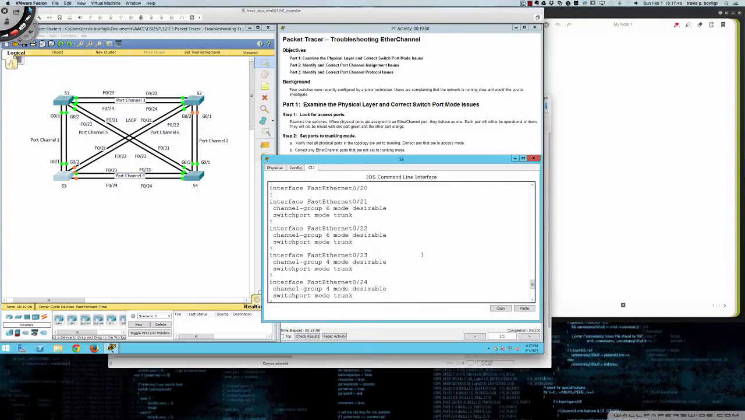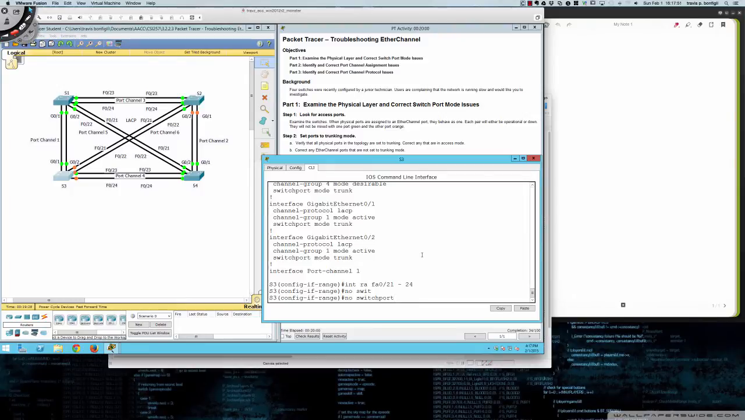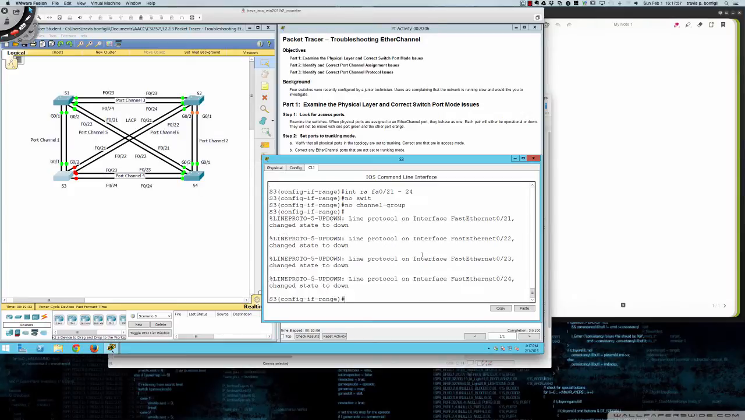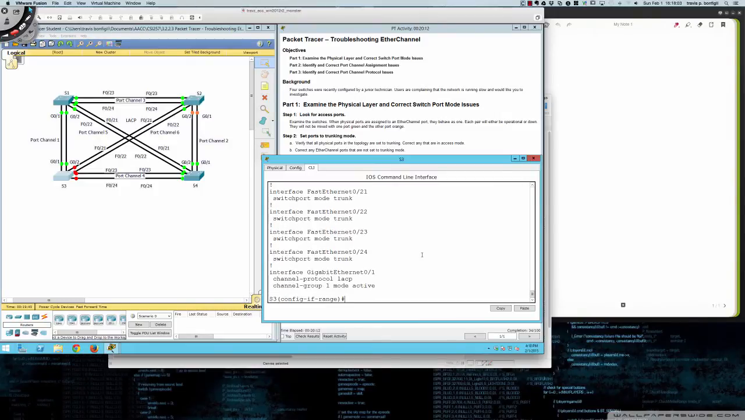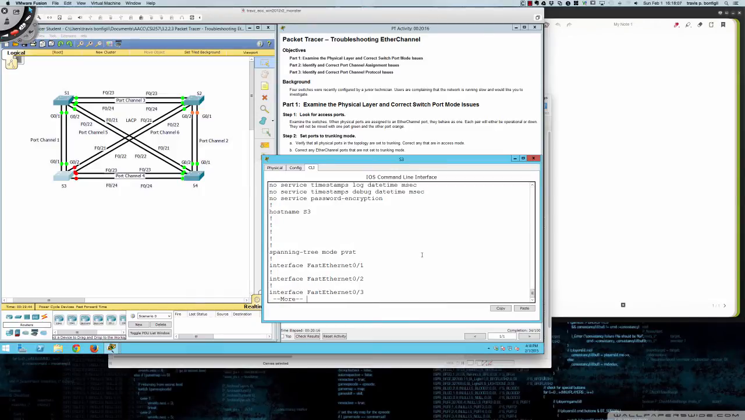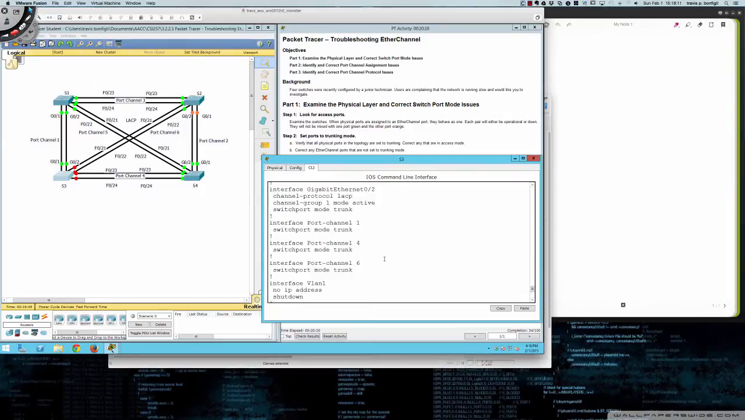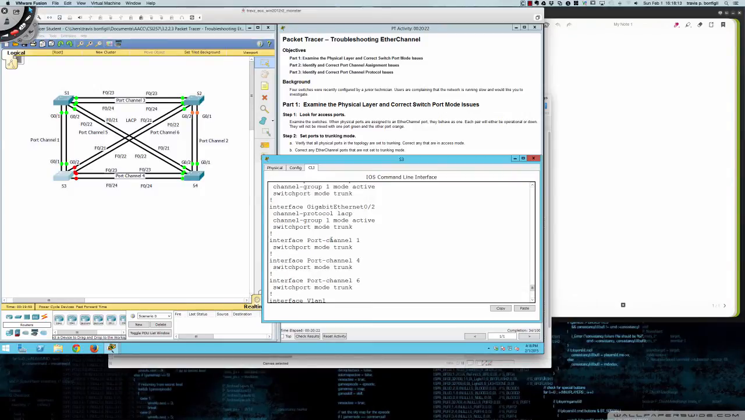We're going to say no switchport, or actually no channel-group. Let me see if I can get away with this. So I'm going to say no channel-group in the hopes that it will allow me to remove those entries, and it did. Okay, fantastic. So let me do the do show run again. 21 should be, we've got port channel 1, port channel 4, and port channel 6.